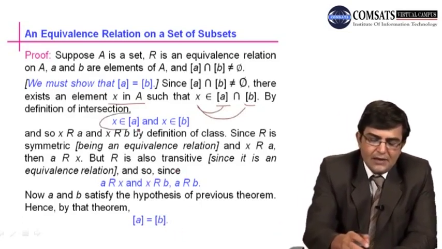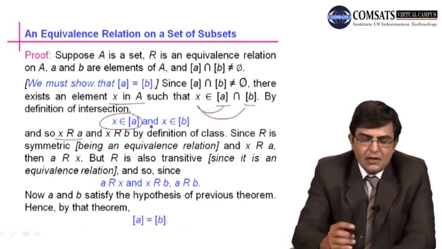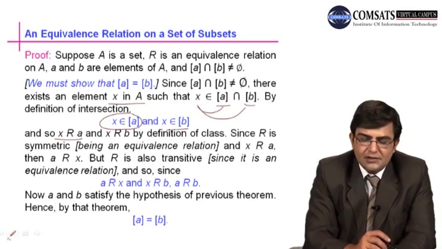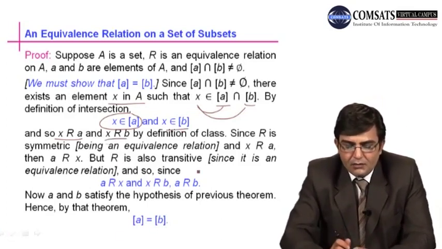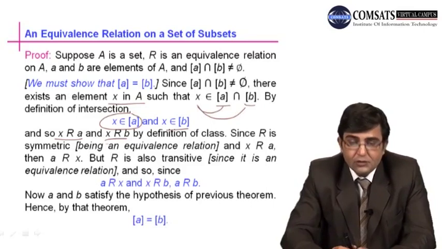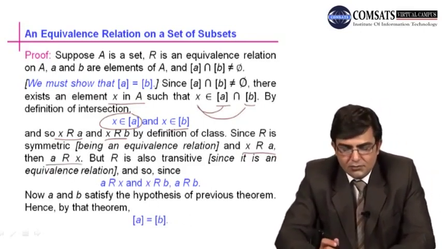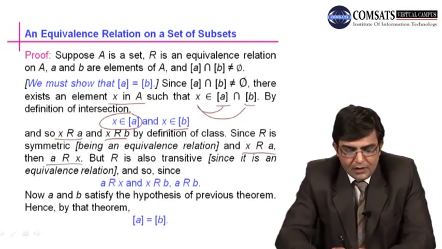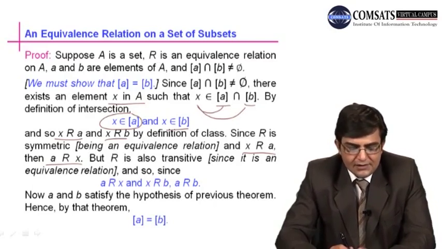Now by the definition of intersection, x belongs to both classes. If x belongs to the equivalence class of a, then x is related to a, and if x belongs to the equivalence class of b, then x is related to b. By the definition of equivalence class, since R is an equivalence relation, it is symmetric: if x is related to a, then a is related to x. R is also a transitive relation because R is an equivalence relation.